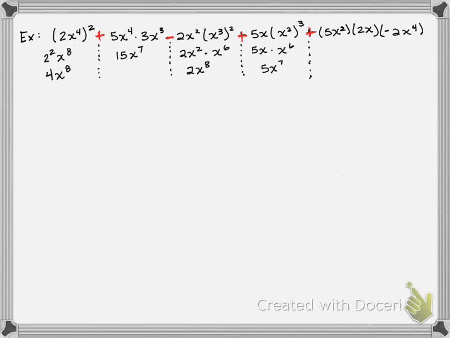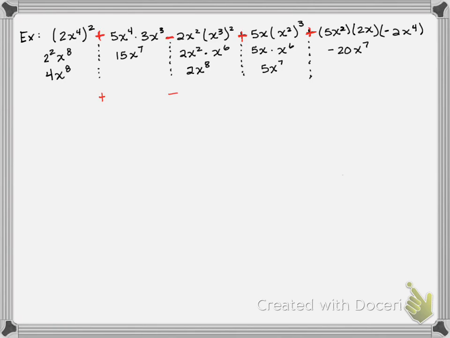And then this last one, we are multiplying 3 different exponential expressions, but notice, again, in the parentheses, there's no addition or subtraction. This is all multiplication. So I can multiply 5 times 2 times negative 2, which is going to be negative 20. And then x squared times x to the 4th. Well, that's 2, 3, 7 factors of x. So x to the 7th.